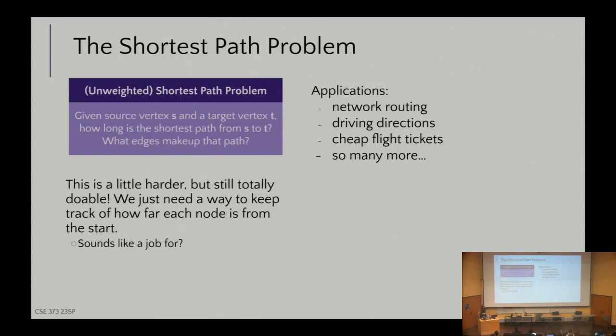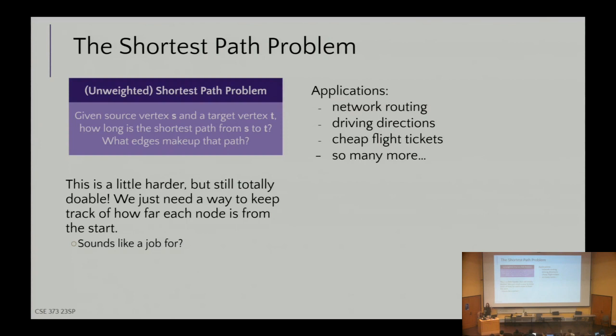So let's start with the problem. We had previously talked about the connectivity problem. Can you just find any path at all from a graph from a source to a target? But now, what if it's not just about the presence of a path? It's instead about the most efficient way to get from one vertex to the other. We're looking for the shortest path that causes connectivity.